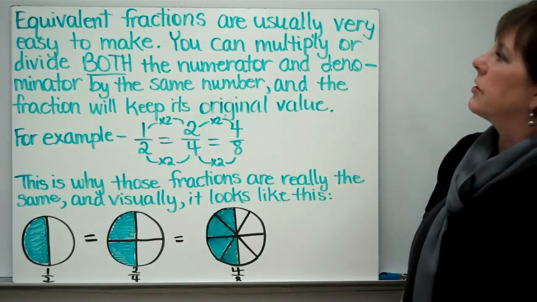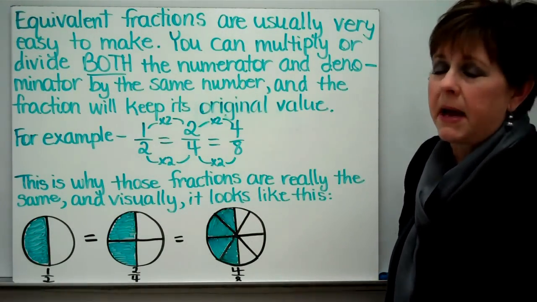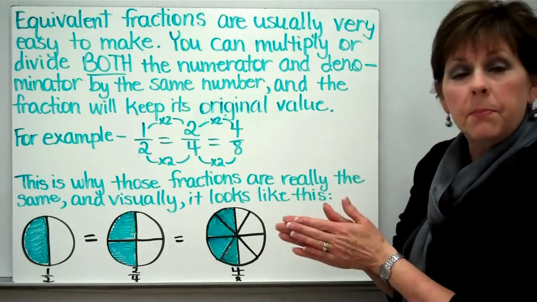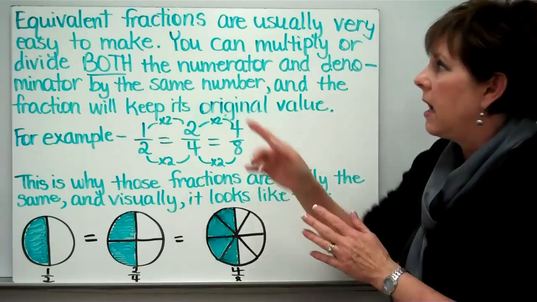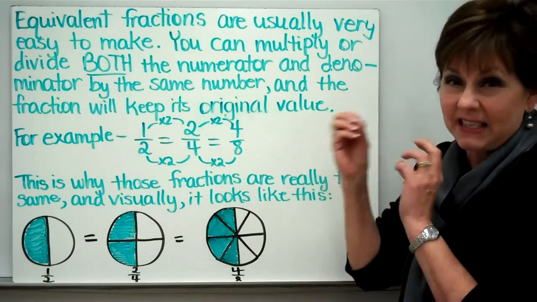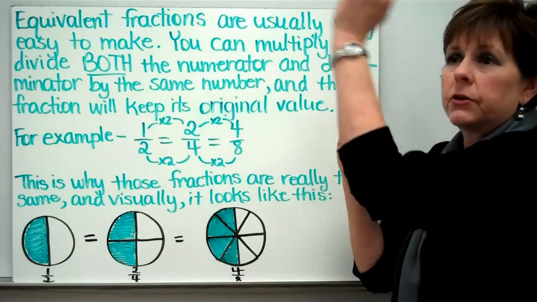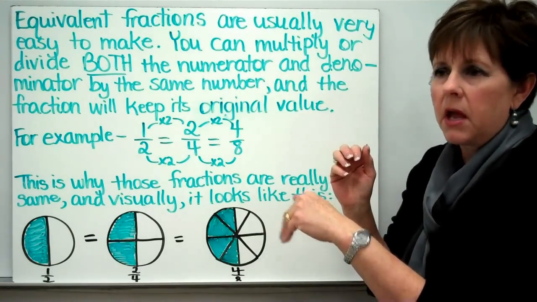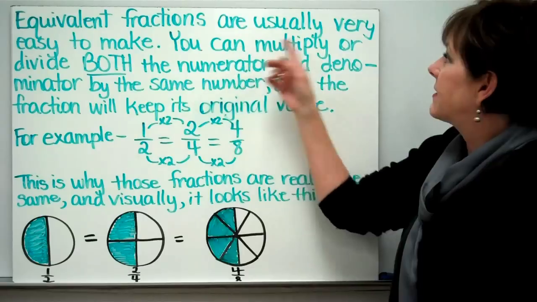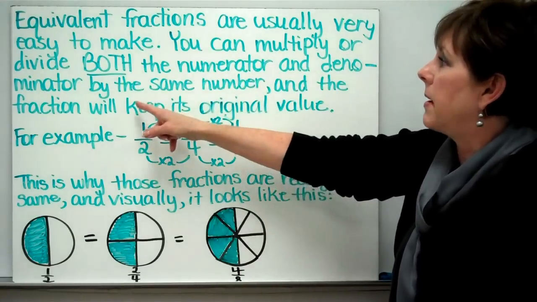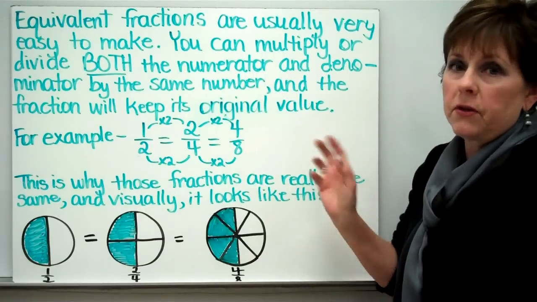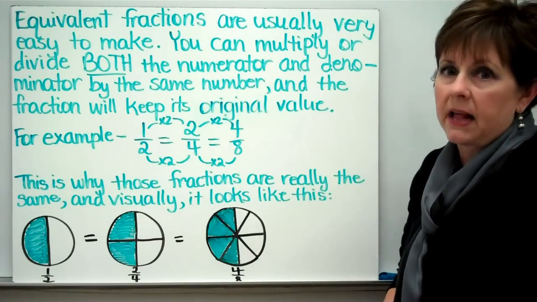Now, equivalent fractions are usually very easy to make. They're not as hard as some people think. You can either multiply or divide both the numerator and the denominator by the same number. It has to be both. You can't do something to the top number and not to the bottom. You can't multiply the top by 2 and the bottom by 4. It has to be both the numerator and denominator by the same number, and the fraction will keep its original value.